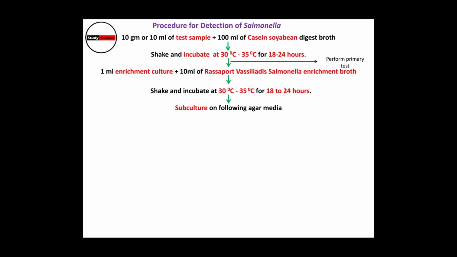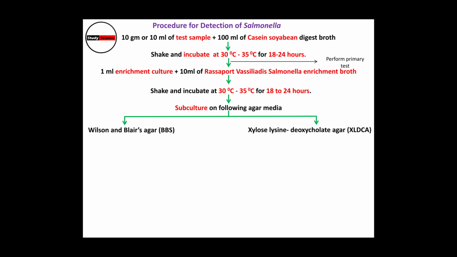Then again subculture on the following agar media. In first case, we have to take Wilson and Blair agar, and in second case, we have to take xylose lysine deoxycholate agar. In both cases, we have to again incubate the plates at 30 degrees Celsius to 35 degrees Celsius for 18 to 24 hours and observe the colony characteristics.